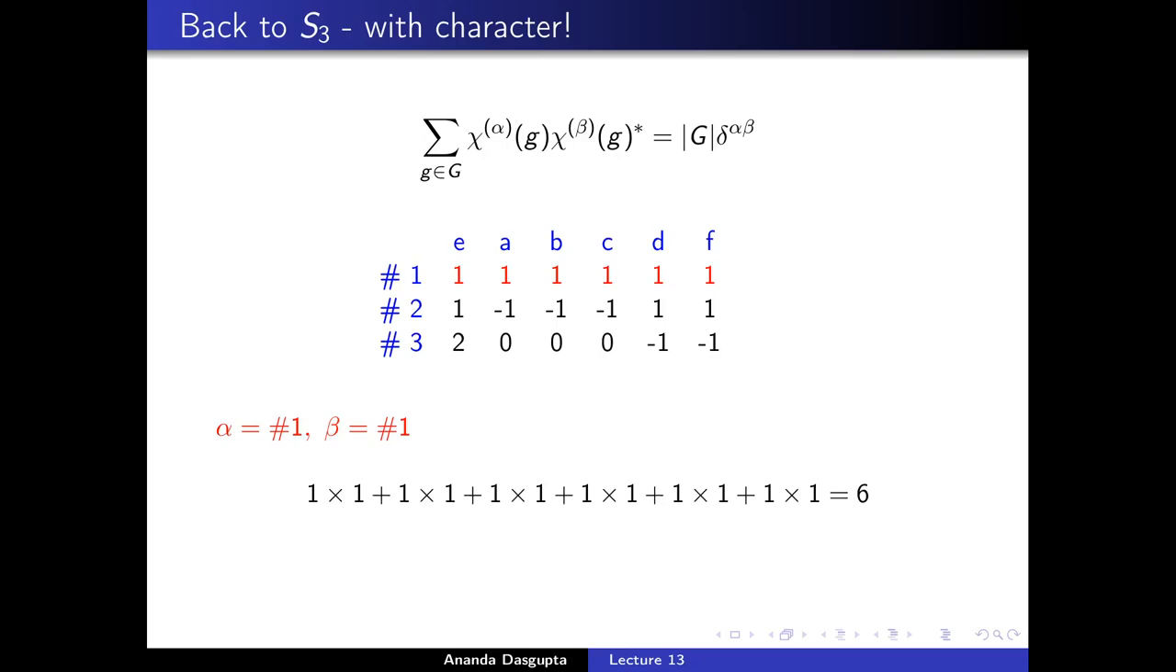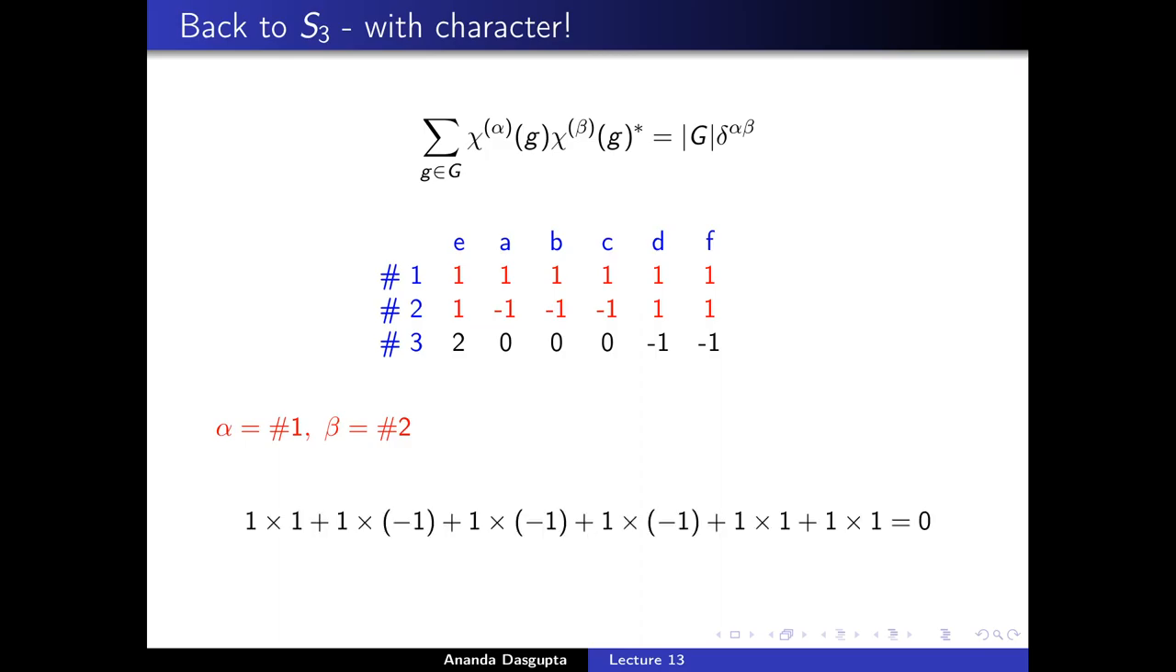By the way, this version of the character orthogonality relation is exactly the same as the one for the great orthogonality theorem itself that we talked about some time ago. Because once again, for one-dimensional representations, characters and the representations are one and the same. Very similarly, when alpha is taken to be representation 1, and beta is taken to be representation 2, you get back the same result that we had worked out a while earlier.